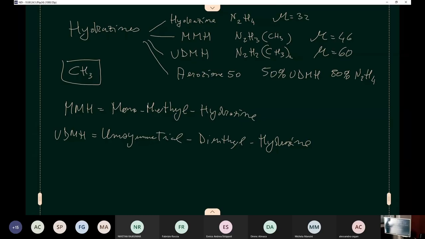So in terms of performance and of properties, they are similar to each other, except for the fact that MMH and UDMH try to lower the freezing point for the proper use in space. In fact, if you consider hydrazine, you have properties that are easy to recall because they are similar to those of water. So you have a freezing point at 0 degrees Celsius and the boiling point is more or less that of water, actually a few degrees different. So let's look at these properties.